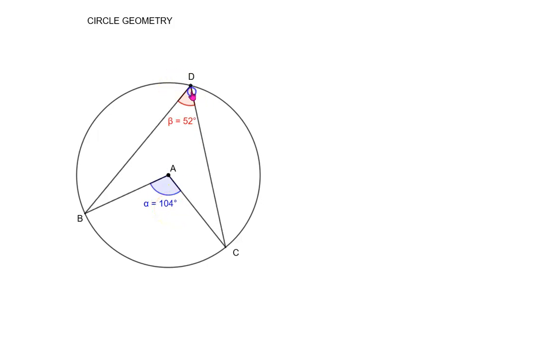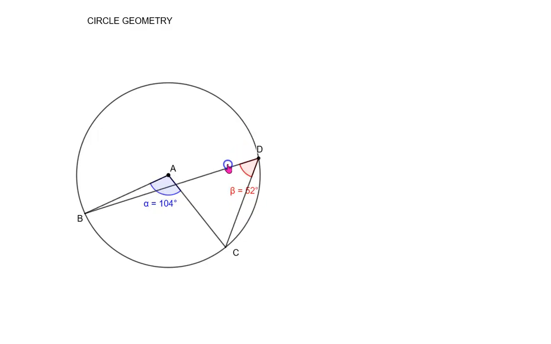If I change my point D, notice the angle stays at 52 because I haven't moved my base points over here, B and C. And we've got this relationship that exists between the two: the angle at the center is twice the size of the angle at the circumference. And this is an important geometric fact.